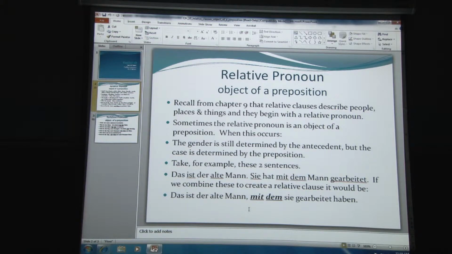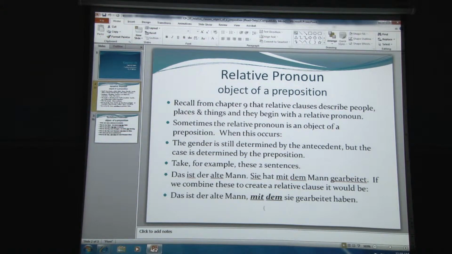Let's see if you can find out what's wrong here. I know the book publishers are not going to like me for pointing it out, but in Sie hat, the t ending indicates that sie is she. But in sie gearbeitet haben, the en ending in haben indicates that sie is they. So they're both correct, but here we have she worked with the guy, and here we have they worked with the guy. Well, what's it going to be? If it's she, sie hat mit dem Mann gearbeitet, then it would have to be mit dem sie gearbeitet hat. Or if it's plural, a bunch of people worked with this guy, then it would have to be sie haben mit dem Mann gearbeitet.